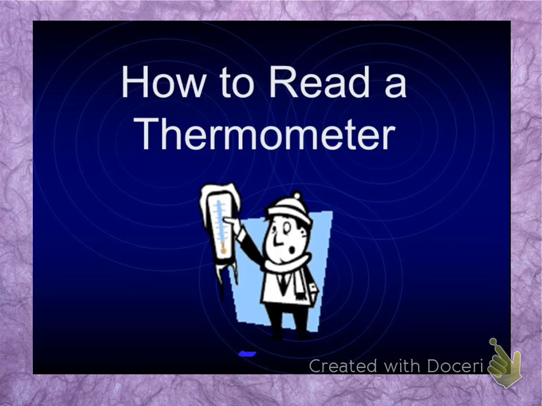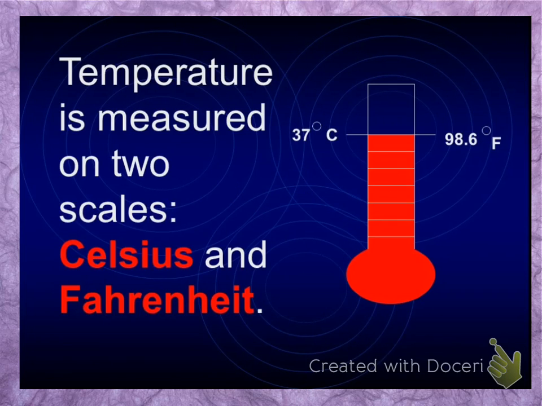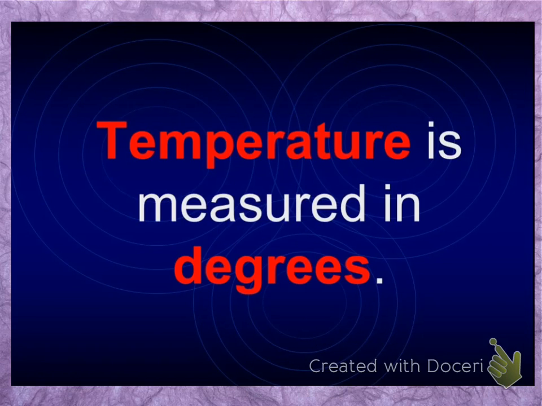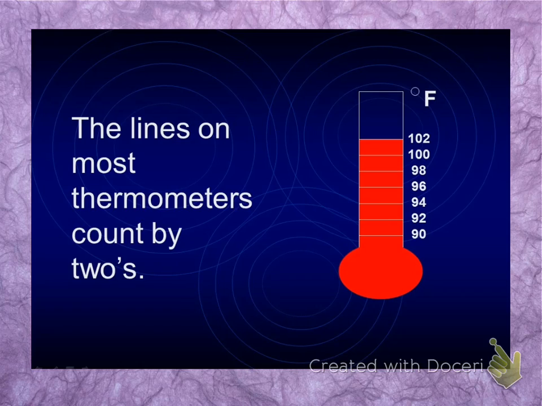Okay, here's a quick little tutorial on how to read a thermometer. Temperature is measured on two basic scales that we refer to, either Celsius or Fahrenheit. The Fahrenheit scale is the most popular in the United States. Its symbol is the F, and temperature is measured in degrees. The lines on most thermometers count by twos. So 90, 92, 94, 96, 98, 100, 102.